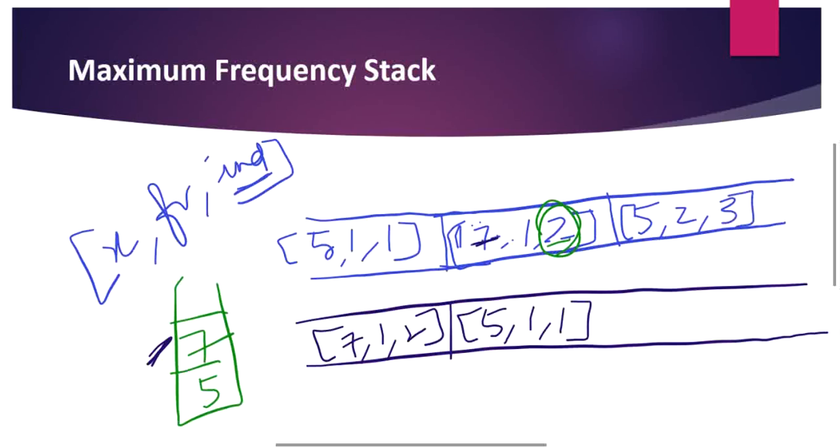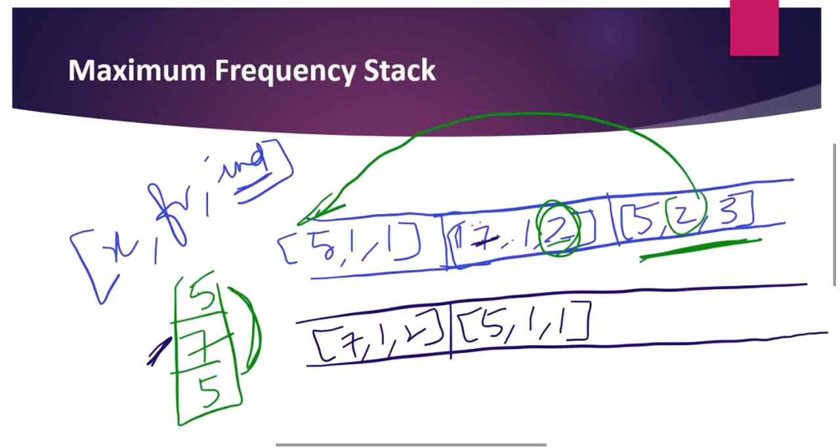In this case, if you are going to pop an element from the stack, which element will you pop? You will be popping the 5 because 5 appears twice. The most frequent element is going to be popped from the stack. In this case, we need our 5 inserted second to come before the first. How do we do it?